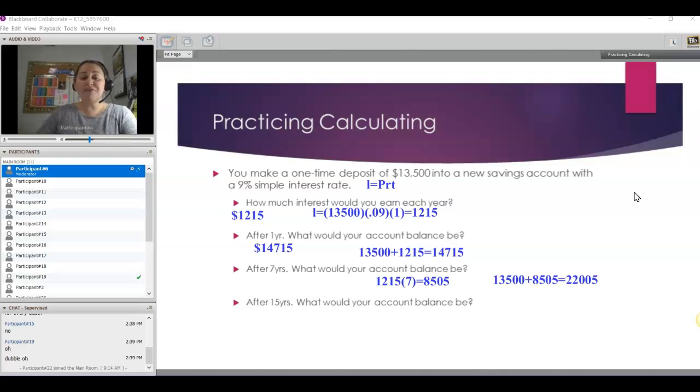Now, after 15 years, what would the account balance be? I would do the same thing. Take 1,215 times 15. I just had to stop for a minute there. 1,215 times 15 would equal 18,225. Taking 18,225 and adding it to the principal, I would get $31,725. Okay, that would be my balance after 15 years.